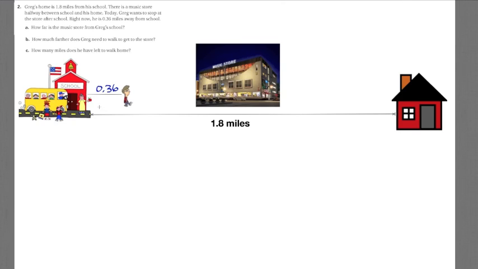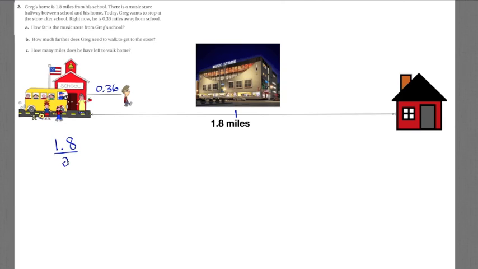If we know that the music store is right in the middle of his house and the school, I'm going to put a little line right here to represent the exact middle. So if the music store is right in the middle, then half the distance is on this side and the other half is on this side. So to find out how far the music store is from Greg's school, we're just going to divide. We're going to take the total distance, which is 1.8 miles, and divide that by 2.